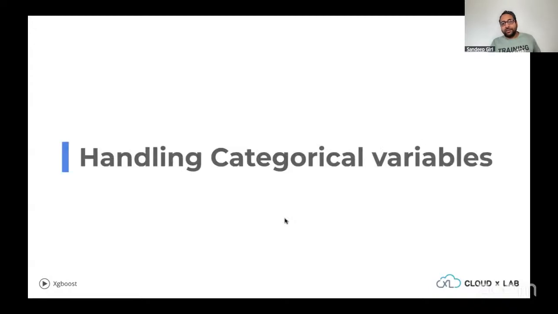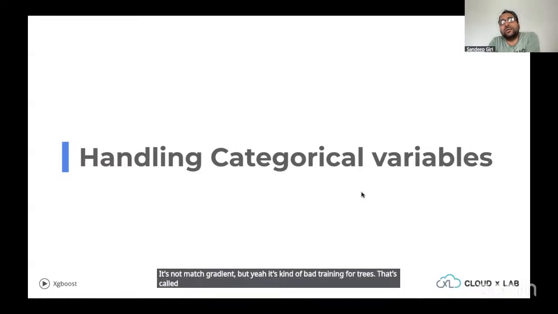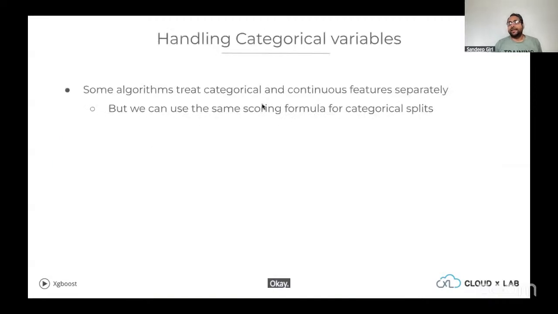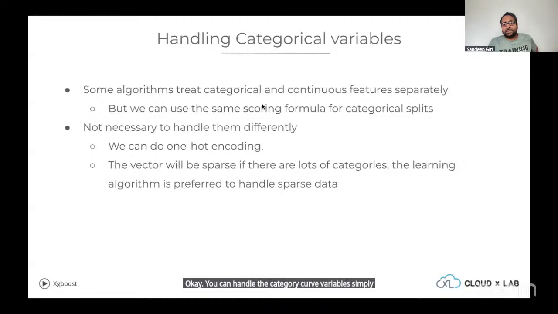It's not batch gradient, but it's kind of batch training for trees. What do you call that? Bagging or boosting. It's like that. So you split the data into parts, train some trees on one part, train some other trees on another part, and then use that. You can handle categorical variables simply by one-hot encoding, and that's it.